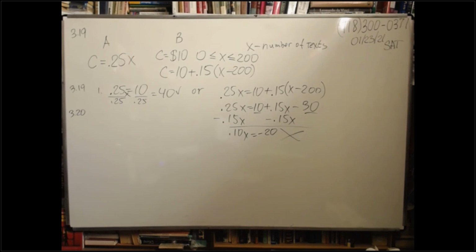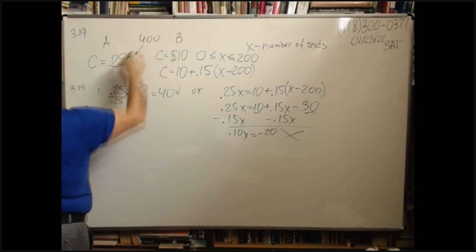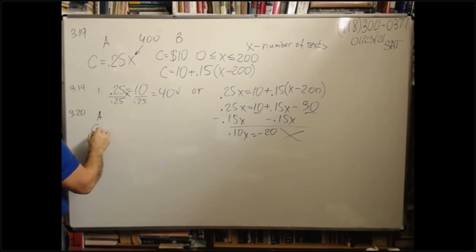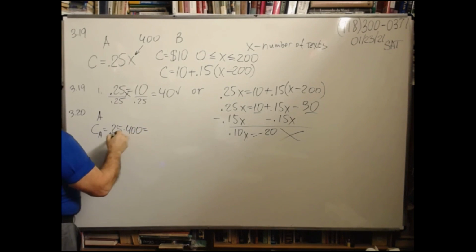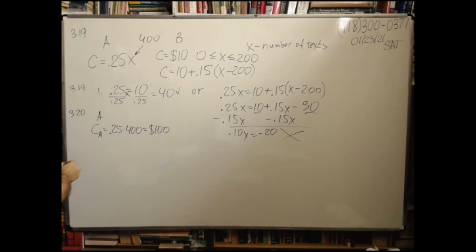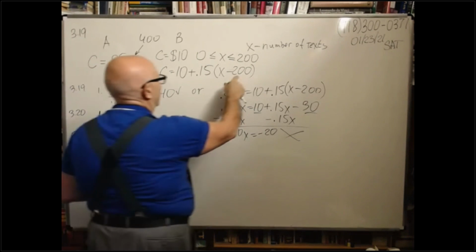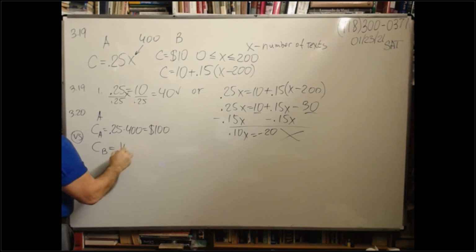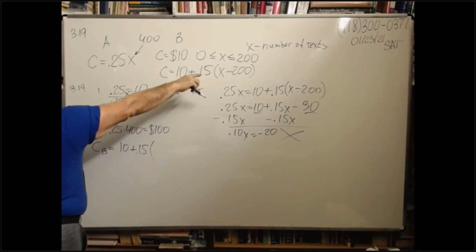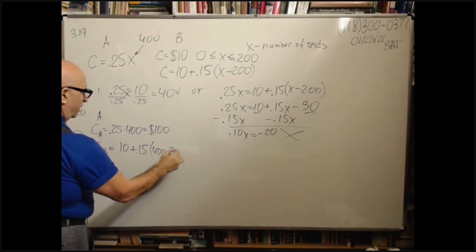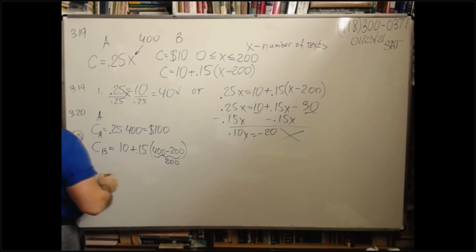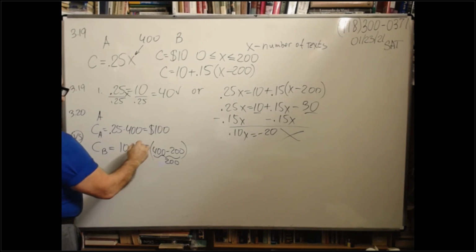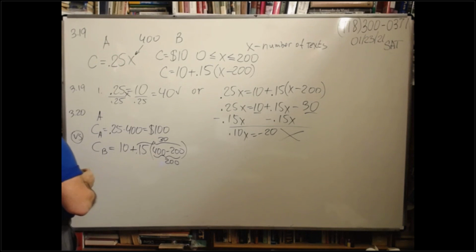If Angela used 400 texts per month, how do we apply this 400 for both of these? For plan A, she will pay C of A, 0.25 times 400, which is $100. But versus plan B, cost of B, since 400 exceeds 200, I use this formula. I will get 10 plus 0.15, instead of x I put 400 minus 200, which is 200. And 0.15 times 200 is 30. Okay. So 10 plus 30 is $40.